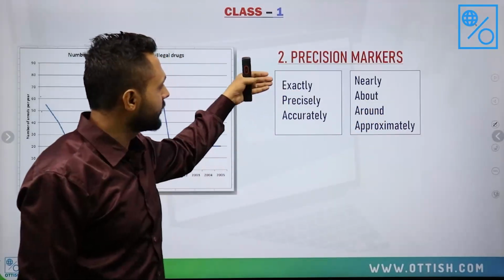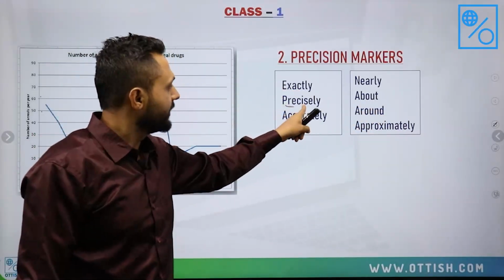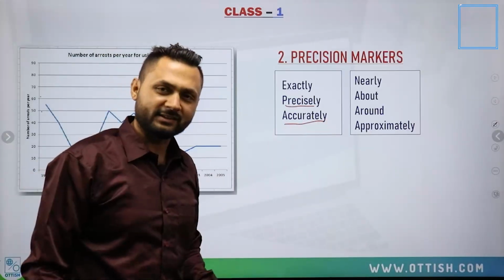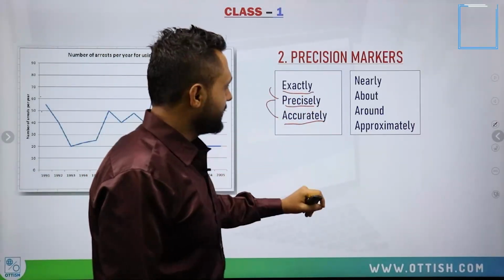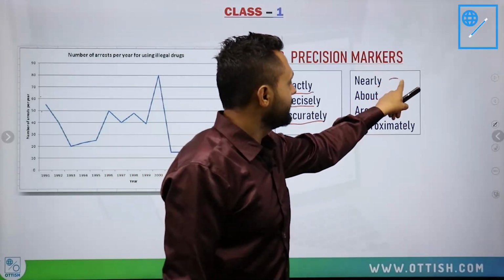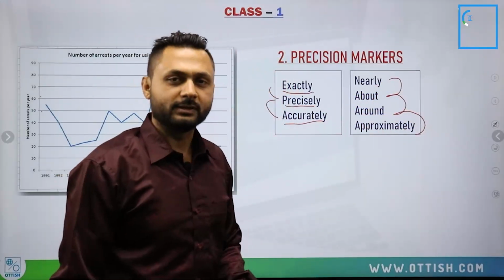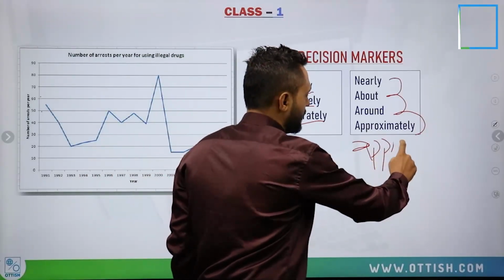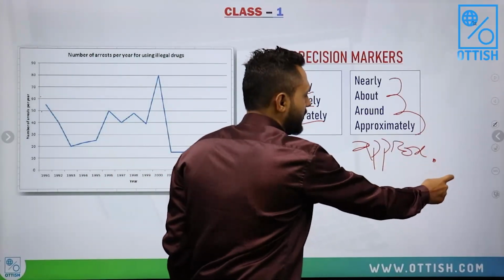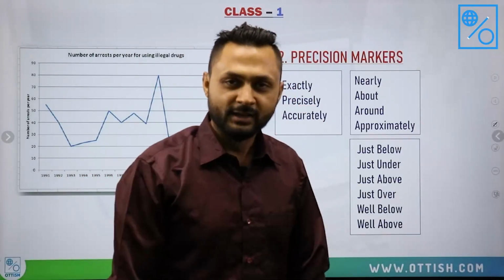For exact, you can write exactly, precisely, and accurately. So do not commit any spelling mistakes. You can write exactly, precisely, or accurately, or if it is near, you can simply write nearly, about, around, or approximately. I find some of the students writing APPROX and full stop. So if you write this approx, then you will not even get your approx band score.